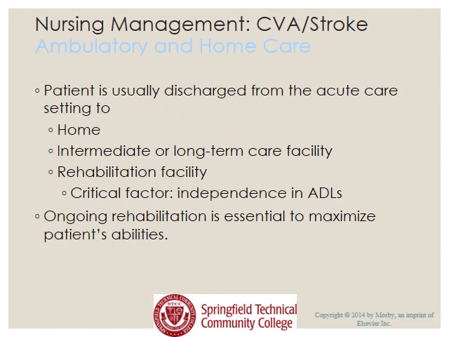Usually they're discharged from acute care to either home if they're able to get up and do their ADLs with minimal support, an intermediate or long-term care facility depending on their deficits and their ability to do things for themselves, or a rehabilitation facility. Now, the difference between going to a long-term care facility versus a rehab facility is going to be their ability to participate in ADLs and participate in, I think it's 3 hours of rehab per day. Ongoing rehabilitation is very important to maximize the patient's abilities.